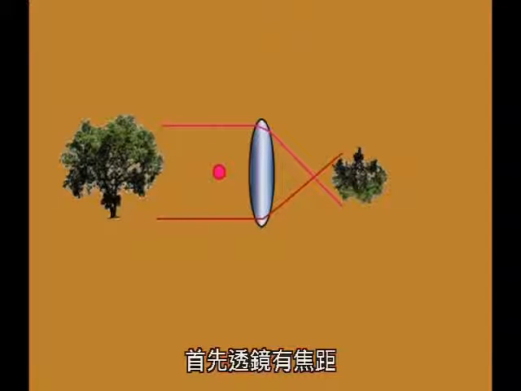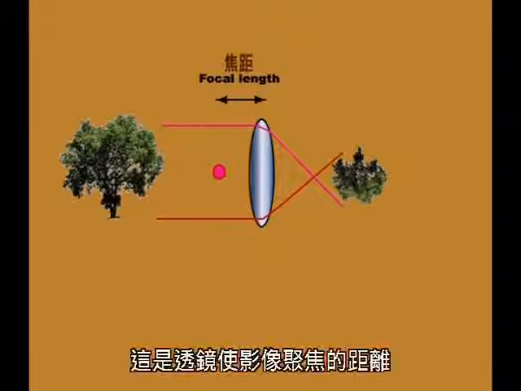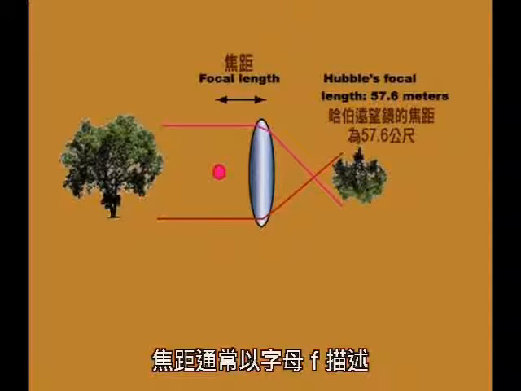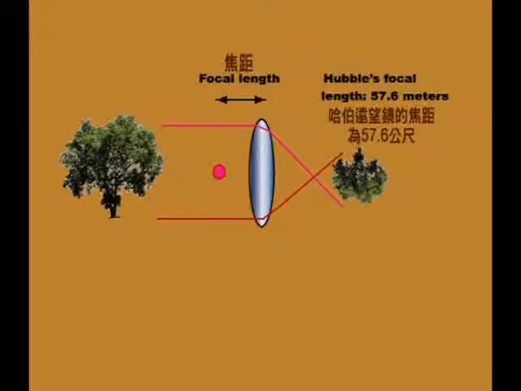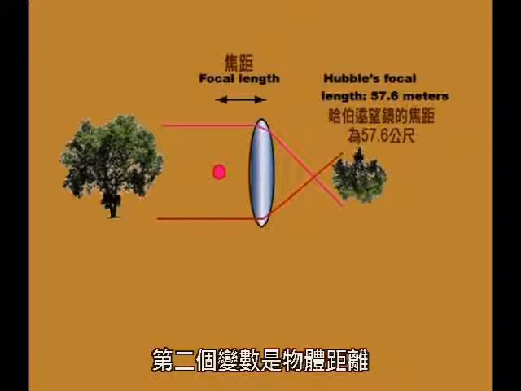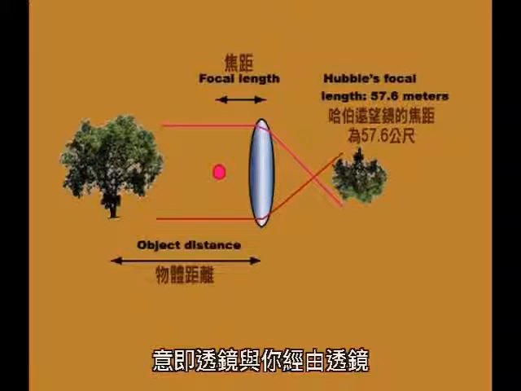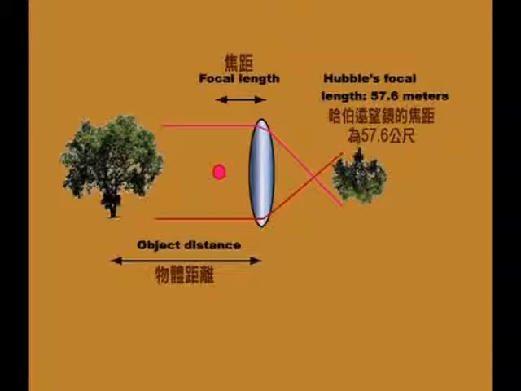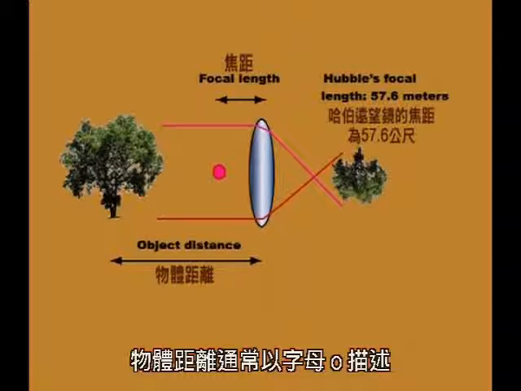First, there is the focal length of the lens. This is the point in space where a lens brings an image into focus. The focal length is usually described with the letter f. The second variable is the object distance, in other words, the distance between the lens and the object you are looking at through the lens. The object distance is usually described with the letter O.